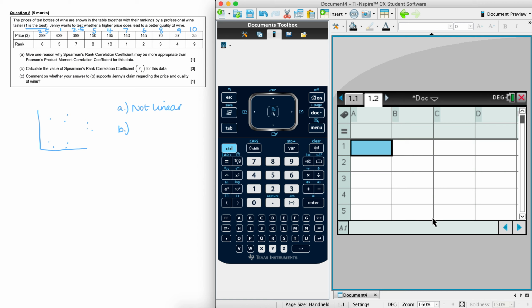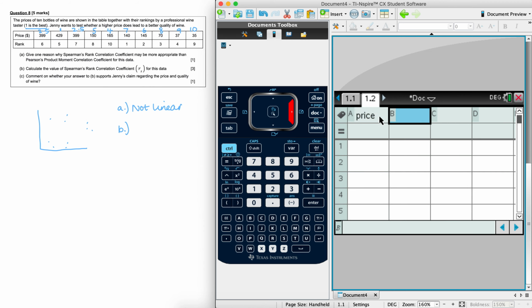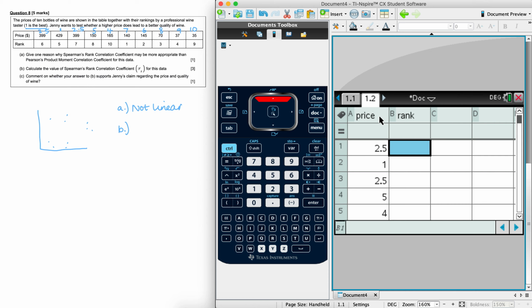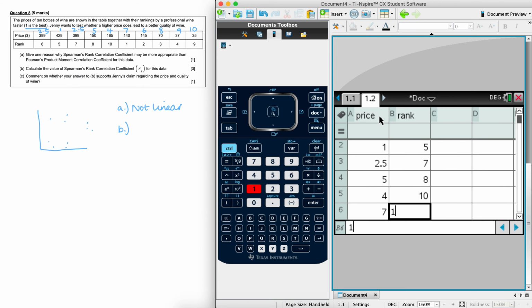So I'm now going to go to my GDC, and I'm going to put the 2 bits of information in. So the price, and that's the rank for the price, and then the rank, okay? The notation here is a little bit off. So 2.5, 1, 2.5, 5, 4, 7, 6, 8, 9, and 10. And then I need to do the rank as well. So if it was perfect rank, then these would be aligned so they would follow the same order. So 7, 8, 10, 1, 2, 3, 4, and 9.